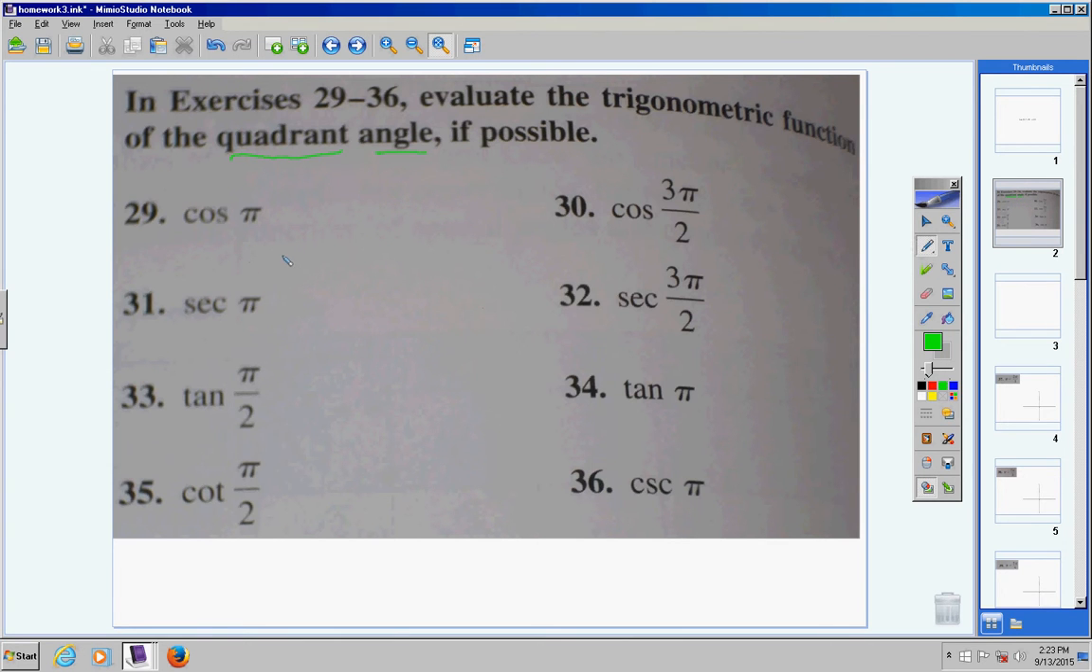In this class, we are going to use our calculators to find quadrant angles. I'm not going to make you memorize. Some teachers do, I don't. I'm not going to make you memorize the quadrant angle trig functions, okay?